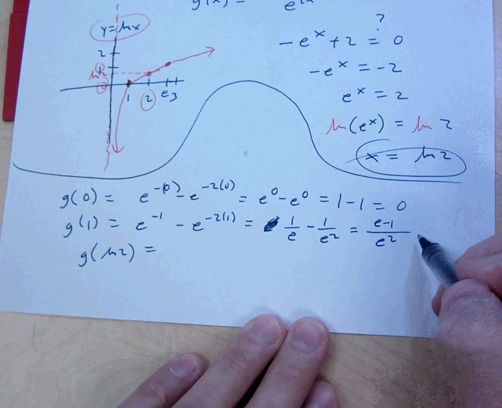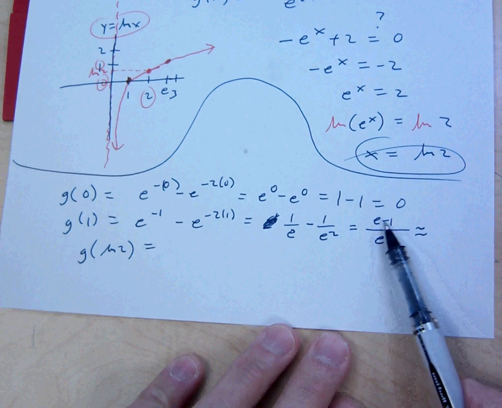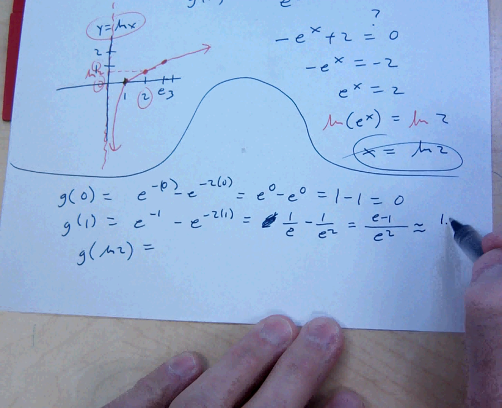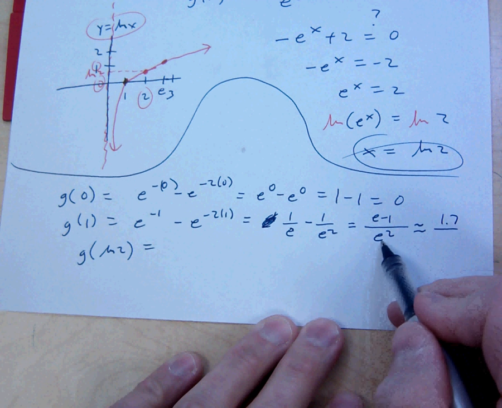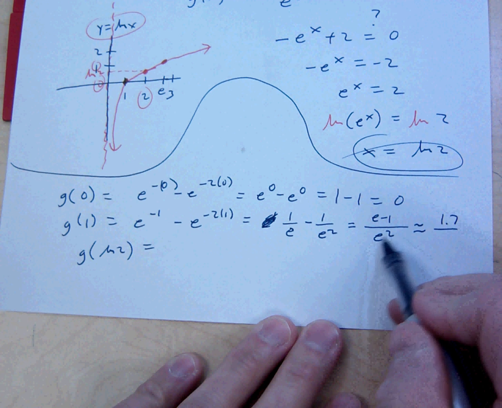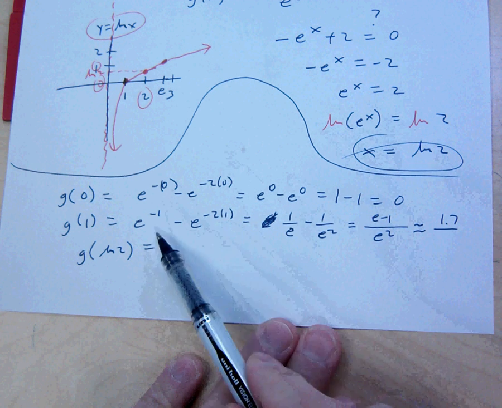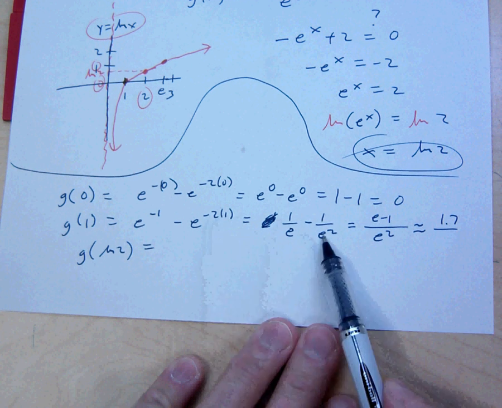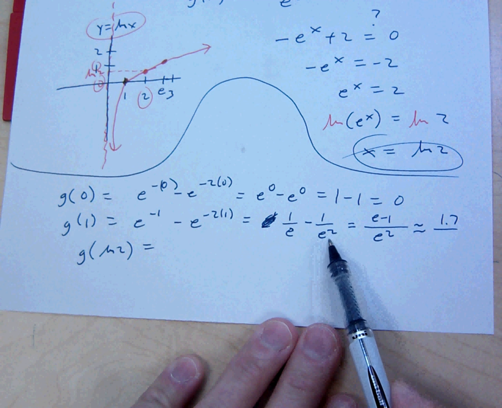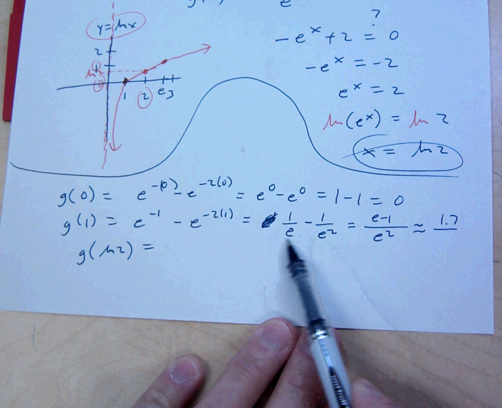All right, now I got to get an approximation for that. What is e, guys? 2.7. 2.7 minus 1 is about 1.7. And then what's... But I put it in the bottom to make it positive. Is this okay or not? Is this okay? Okay.